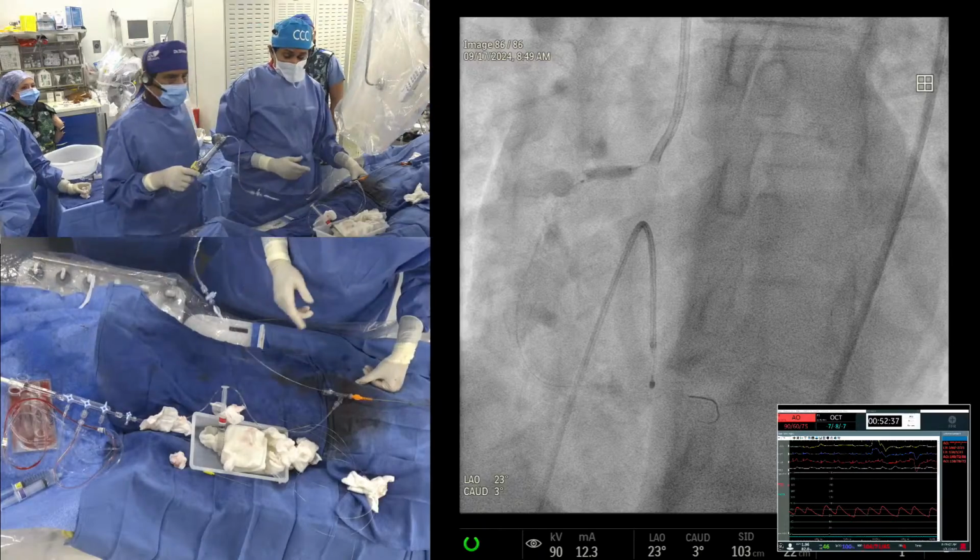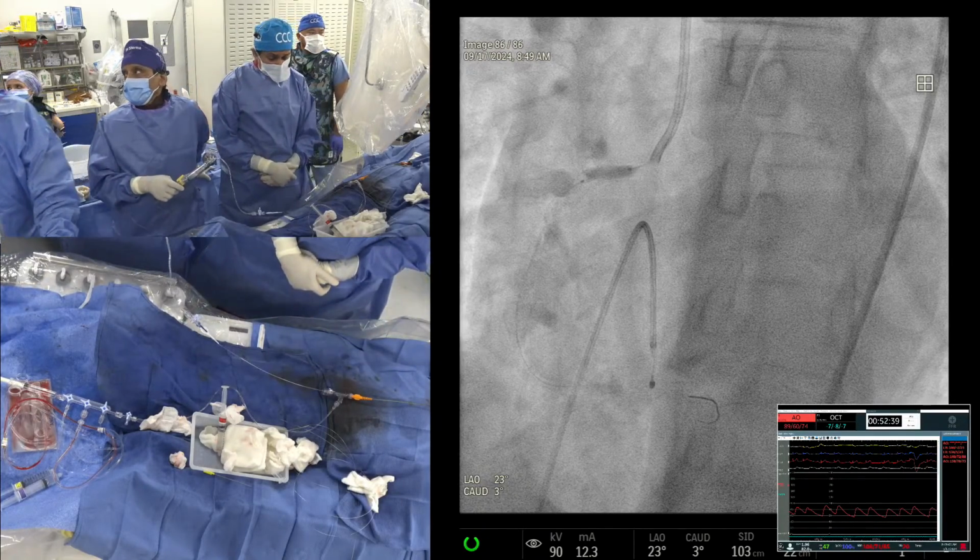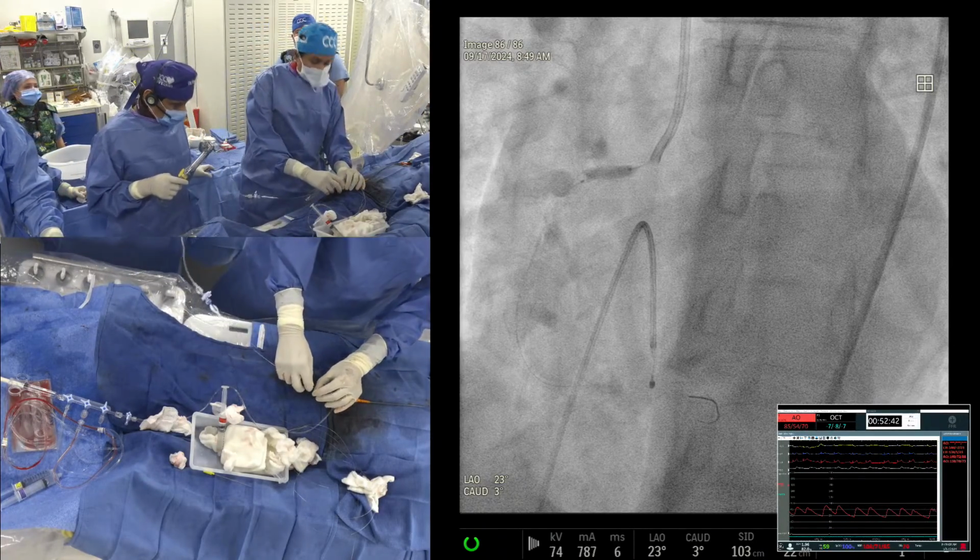That is one thing that we saw. You saw, it was not easy to get the OCT catheter across the proximal lesion. Yeah.